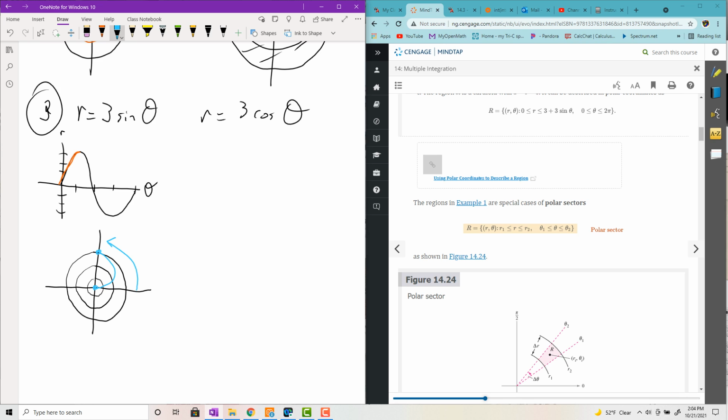circle. Okay. Then from pi over 2 to pi, this next region, where is that on the unit circle? Well, this is pi over 2, right? And I want to go to pi.